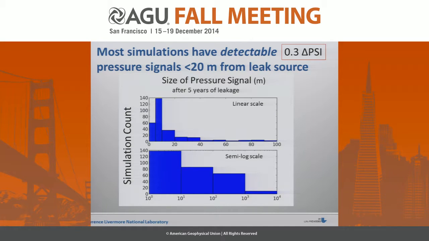And so if we then look at what is the maximum pressure disturbance or signal for all of our simulations over this 5-year time period, we see that we have really small pressure signals. The majority of them are 10 meters or less away from the actual leakage location. And so here it is just plotting how far away the pressure signal reaches in linear scale and then on semi-log scale below.